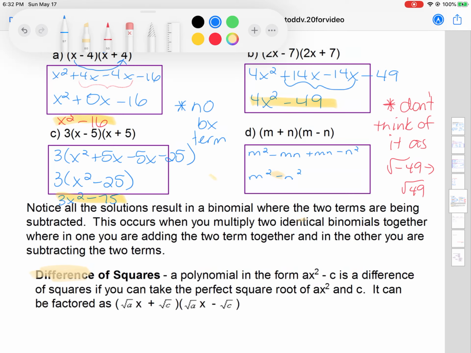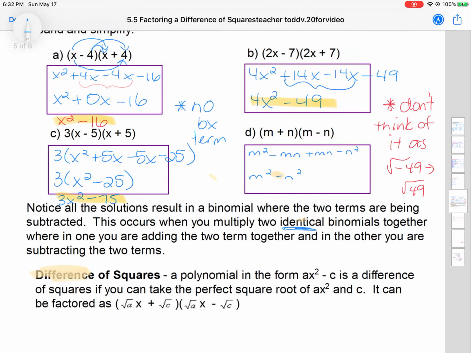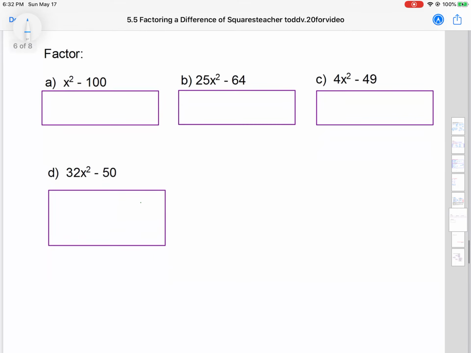Okay, so all the solutions result in a binomial. So binomial means only two terms, where the two terms are being subtracted. This occurs when you multiply two identical binomials together, where one of them is adding and the other one is subtracting. So all of these have a subtract, add, subtract, add, plus, minus. So it doesn't matter which one has the plus and which one has the minus. They just have to be exactly the same, except the sign in there, okay? So let's do some more examples.